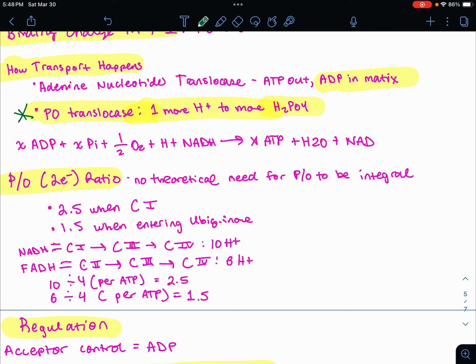This one's very important. This kind of gives us the answer why we need 4 hydrogens instead of 3 hydrogens for 1 ATP. So phosphate translocase, we need this hydrogen to move in H2PO4. Remember, we had that inorganic phosphate, so that's going to be a problem to bring it in. However, we could couple it with a hydrogen and this phosphate translocase, and we could move H2PO4 into the matrix. So, in reality, you actually need 4 protons for 1 ATP.